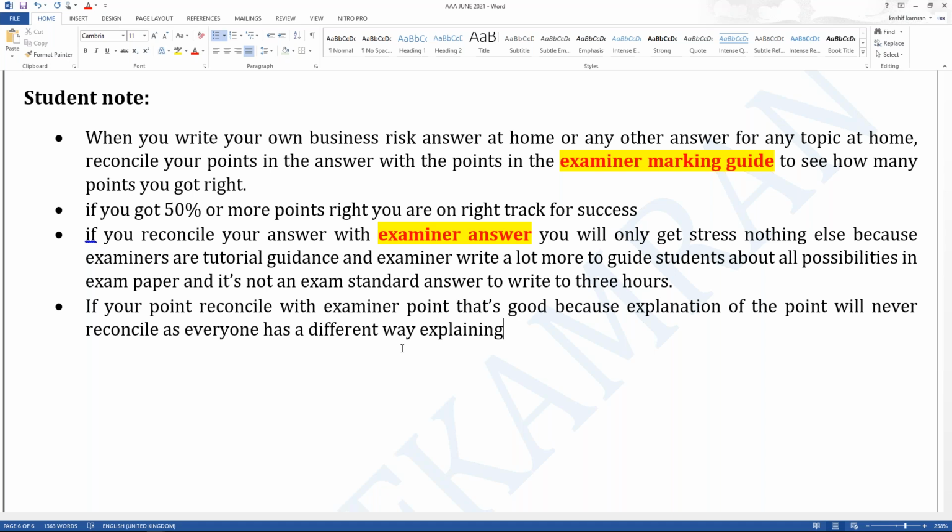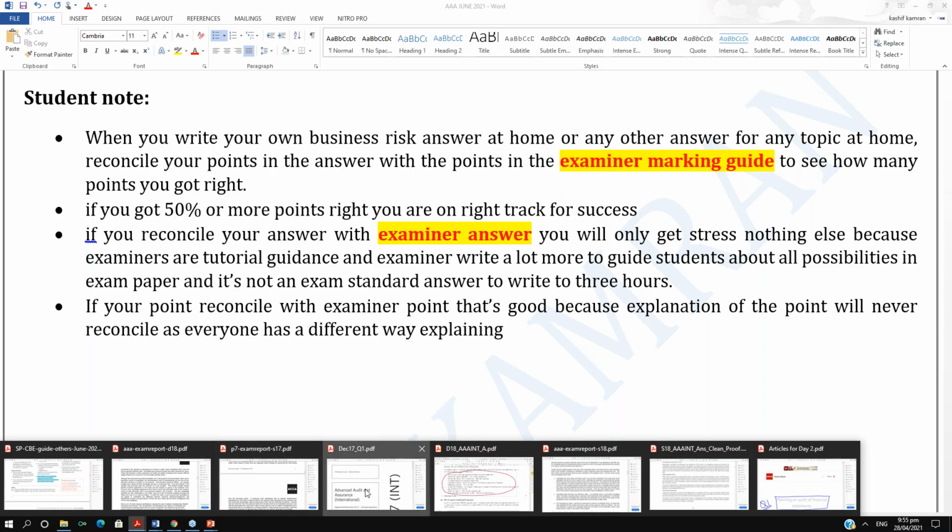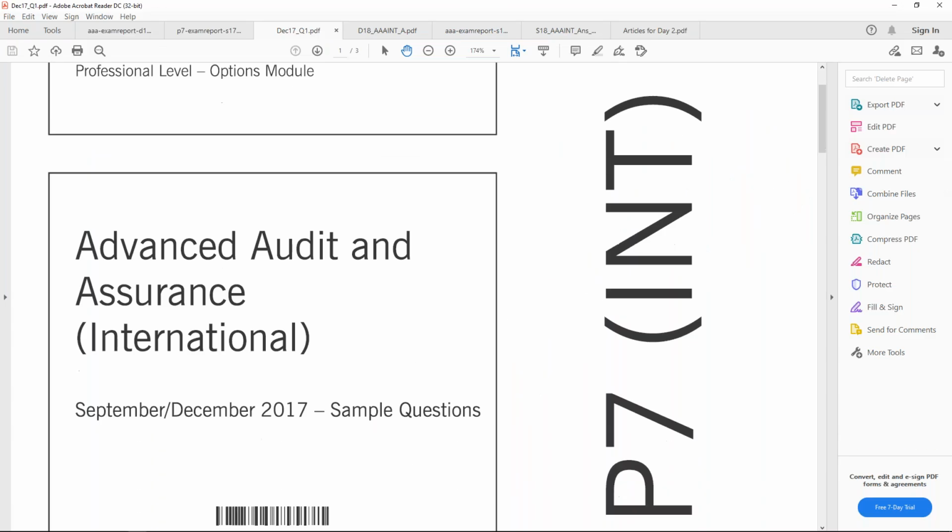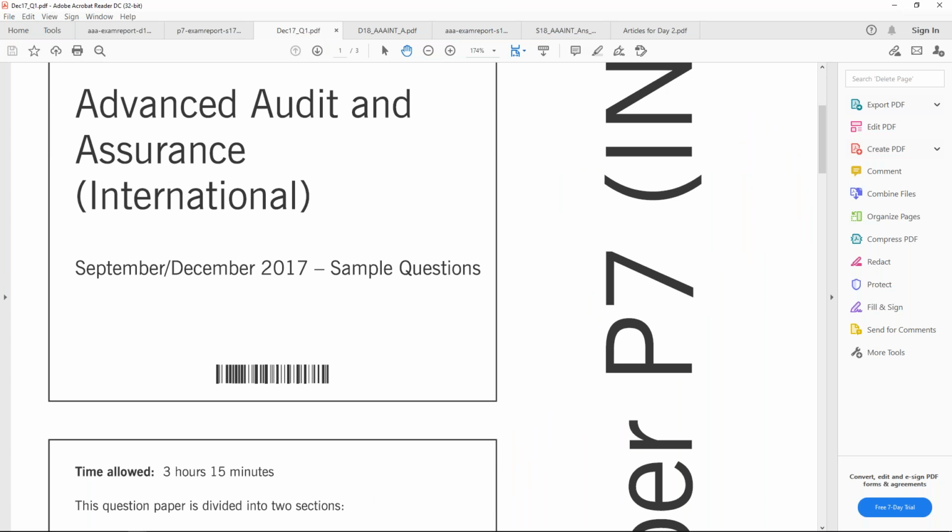Now we should take a break, but in the break you have to do something. You have a December 17 paper, which is right in front of your screen here. This December 17 paper is not available on the practice platform, so I will do it on the blank workspace. I didn't guide you about the blank workspace yesterday, and I will be guiding you about it today.